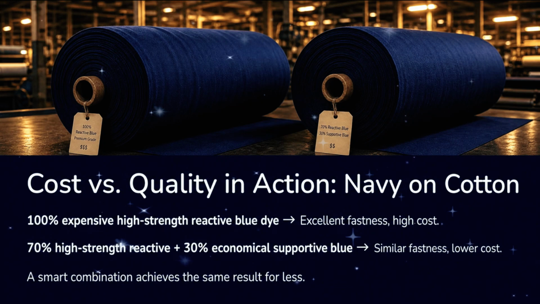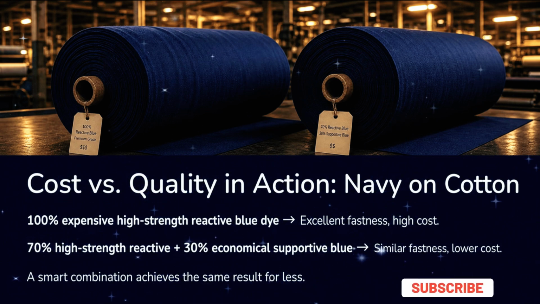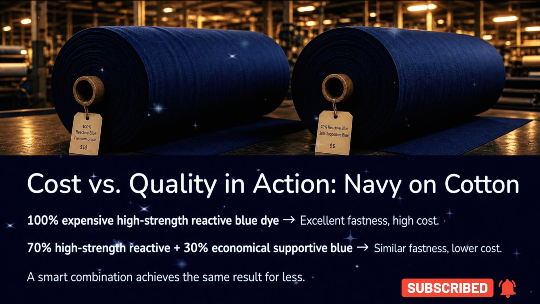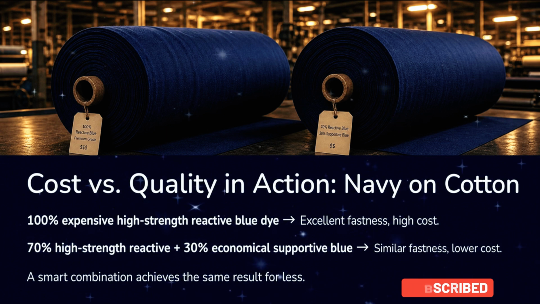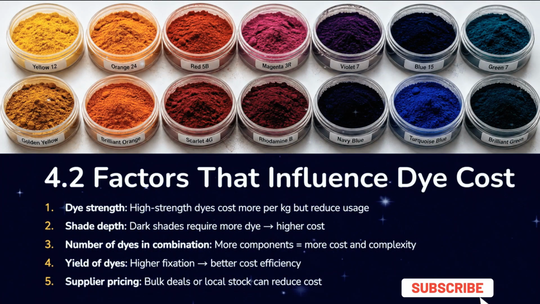In this example, we see cost versus quality in action for navy on cotton. Using a smart combination of a high-strength reactive blue and a supportive, economical blue achieves similar fastness at a much lower cost. Section 4.2 covers factors that influence dye cost.